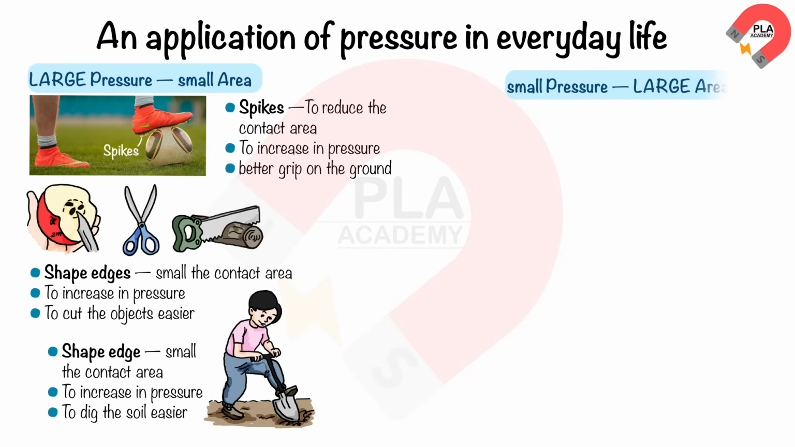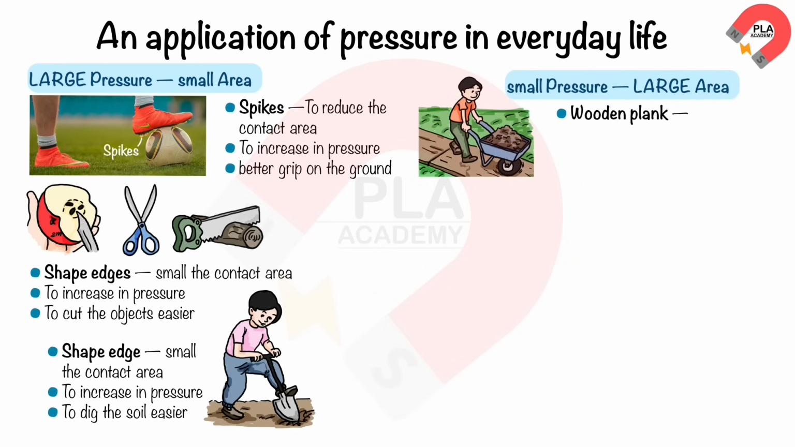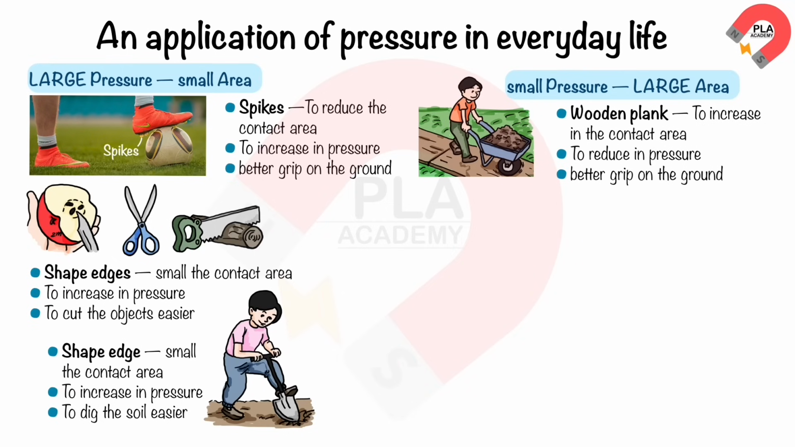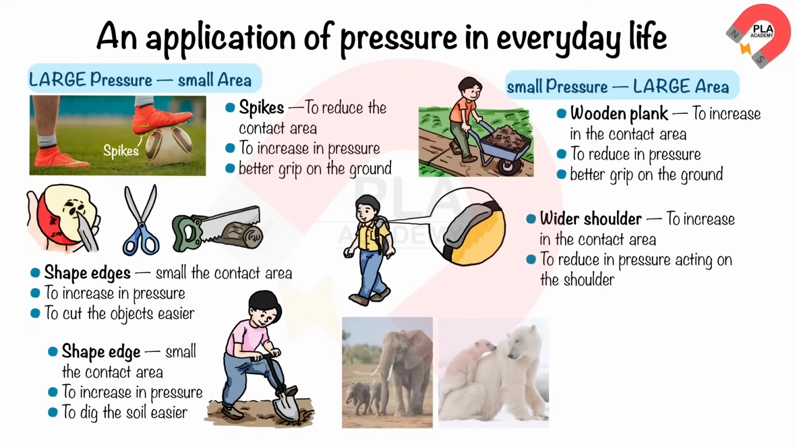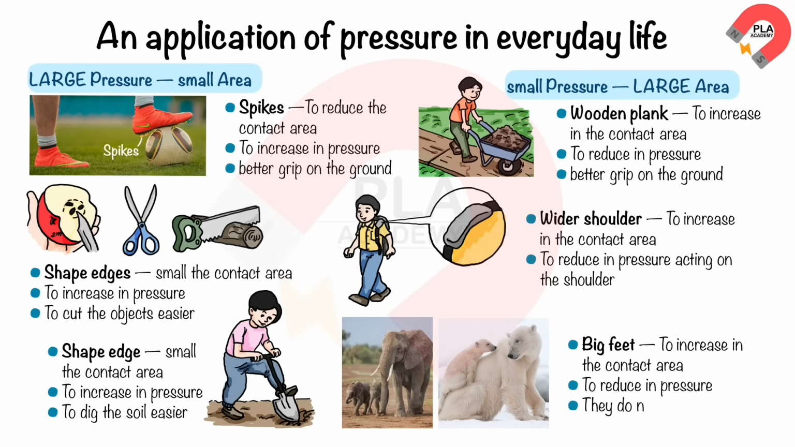When small pressure is due to the large area. For example, a wooden plank increases the surface area of contact with the soft ground, which reduces the pressure and prevents the wheelbarrow from sinking on the soft ground. The wider shoulder pad has a large area, which reduces the pressure that acts on the shoulder. The elephant and the polar bear have big feet, which creates a large surface area of contact with the soft ground or snow. This reduces the pressure, so they do not sink too deeply.